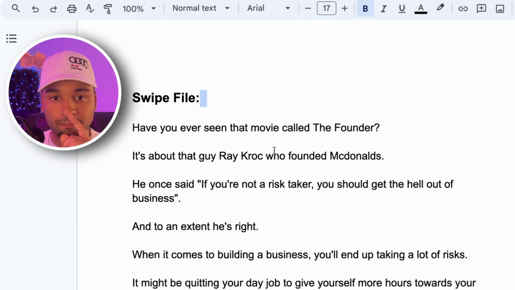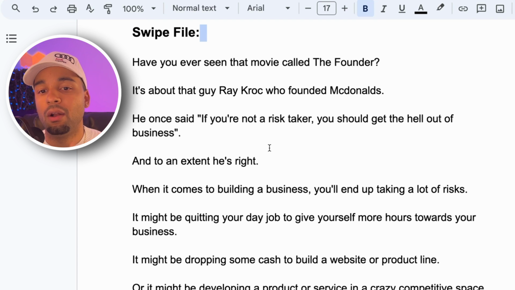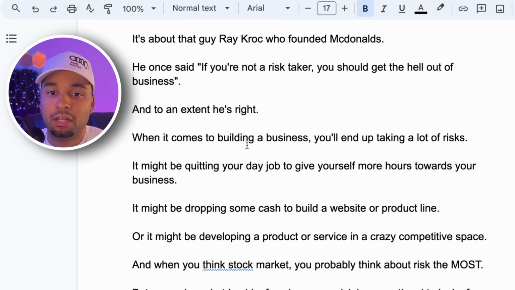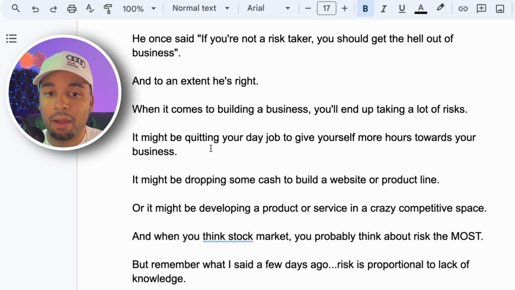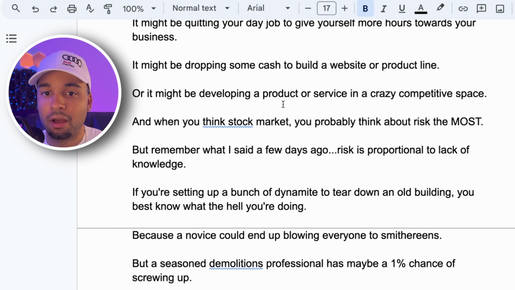First and foremost, have you ever seen that movie called The Founder? It's about that guy, Ray Kroc, who founded McDonald's. He once said, if you're not a risk taker, you should get the hell out of business. And to an extent, he's right. When it comes to building a business, you'll end up taking a lot of risks. It might be quitting your day job to give yourself more hours towards your business. It might be dropping some cash to build a website or a product line. Or it might be developing a product or service in a crazy competitive space.